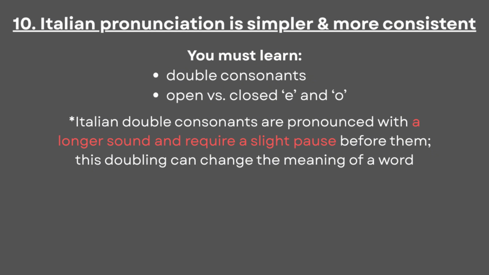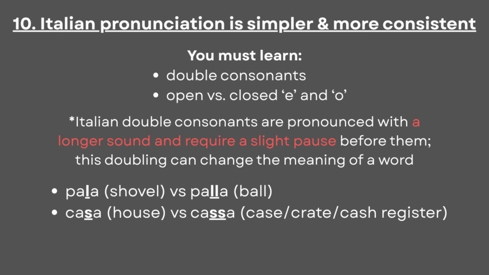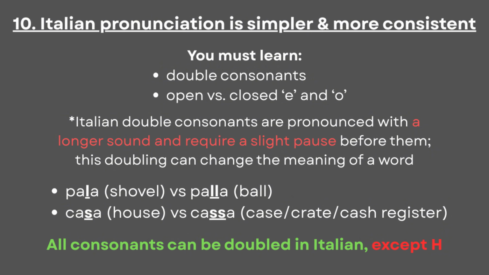This doubling can change the meaning of a word, so correct pronunciation is needed, like in the words pala, palla, casa, cassa. All consonants can be doubled in Italian, except H. And for this reason, reading will be very simple once you get used to it.